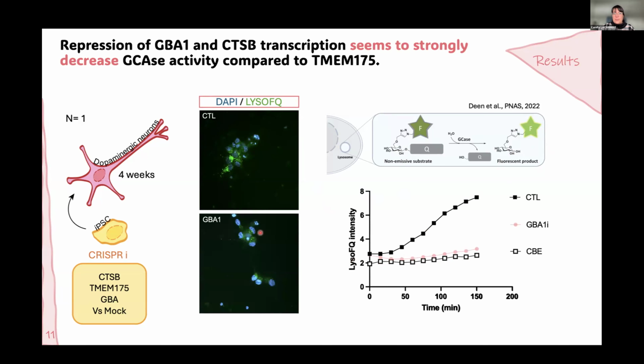And we compare with GBA1 CRISPR-I. So we have a clear decrease, it seems, because it has to be confirmed. But for the first try, it seems to clearly decrease the GBA1 activity. We saw also a decrease for CTSB CRISPR-I dopaminergic neurons, which are 4 weeks old. And there is a slight decrease of the GCase activity in TMEM175 CRISPR-I neurons.